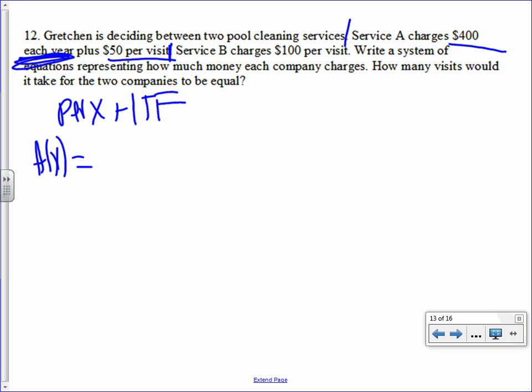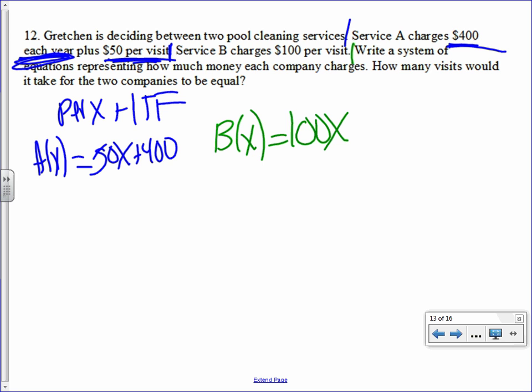Now, a little bit of a twist on this one, because one says each and one says per. Which is the true per? If it's $400 per year, is that a one-time amount or is that what's being paid each time something happens? No. The $50 per visit is the true per. Even though it says each year, that's a one-time fee each year. Service B charges $100 per visit. There's no one-time fee. It's just $100 per visit.